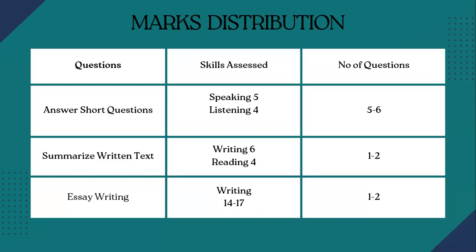In the writing module, you have summarize written text, which gives you a 6-4 contribution, 6 in writing and 4 in reading. So those who are not good in reading can improve with this question because it is very easy to do and gives you a very good score. You'll get 1 to 2 summarize written texts, but in most cases 1.